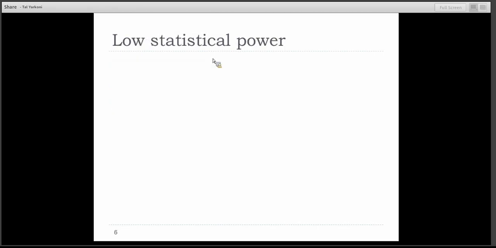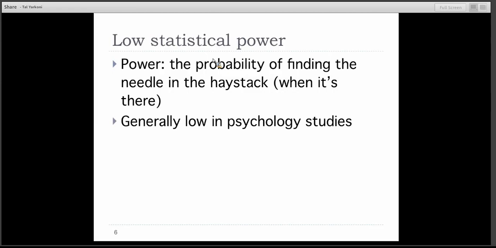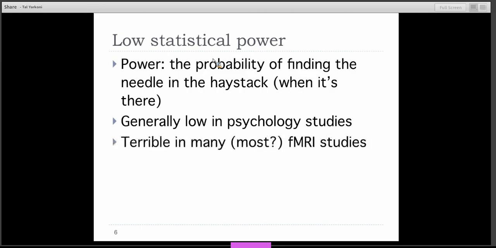So power, as many of you probably know, is the probability of finding the needle in the haystack when it's there, meaning if there is an effect and it's about as big as you think it is, what are the odds of detecting it? There's a really large literature over the last 50 years showing that power is generally low in psychology studies, actually in most of the social sciences. We tend to think of 80% power as conventional, where four times out of five you'll pick it up if it's there, but it's actually lower most of the time.